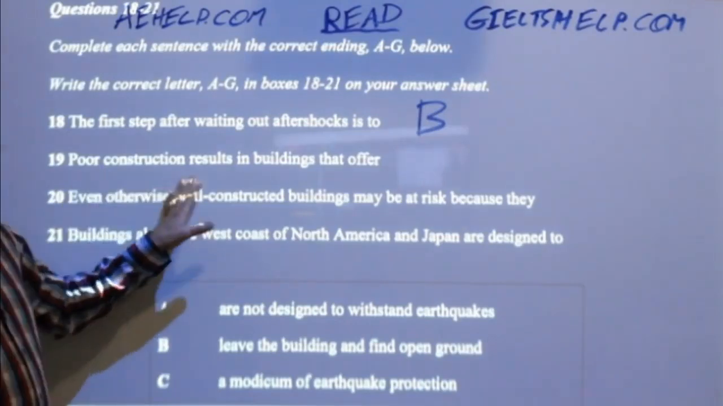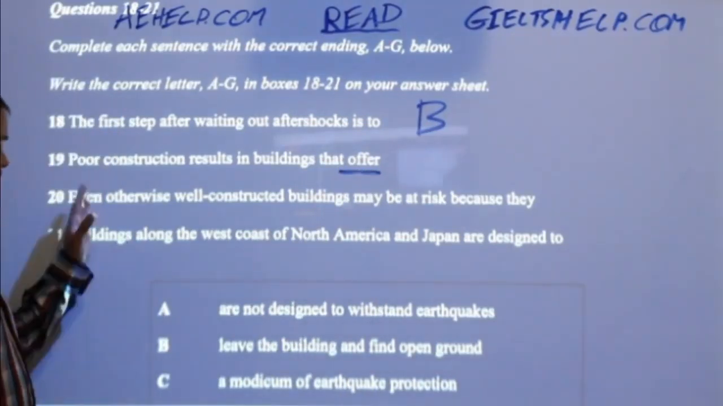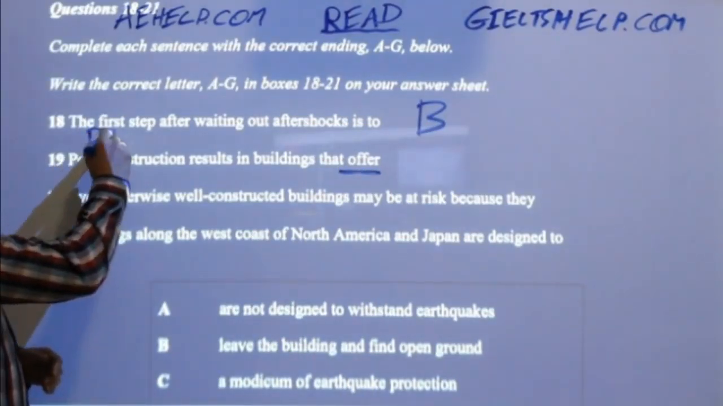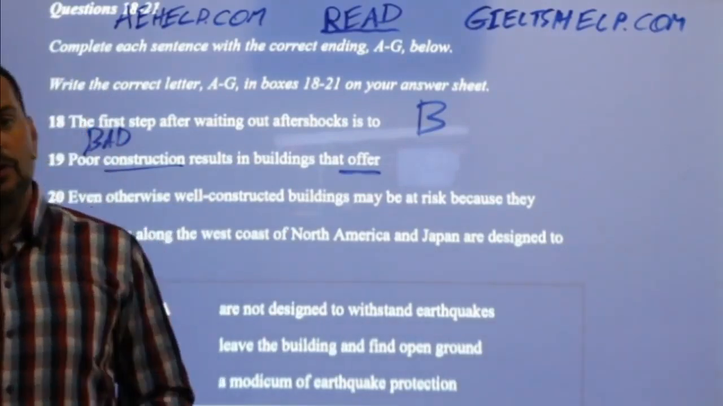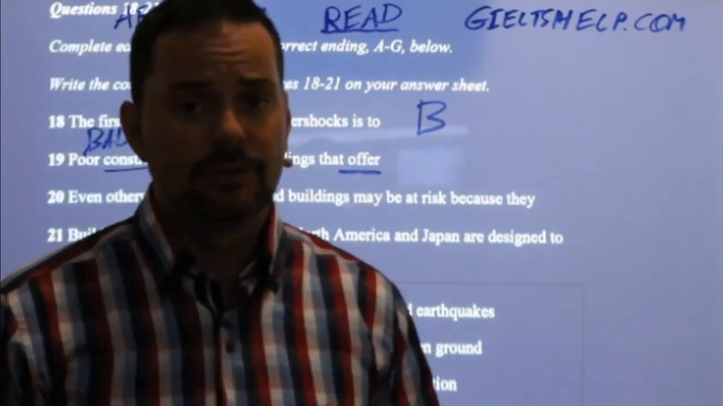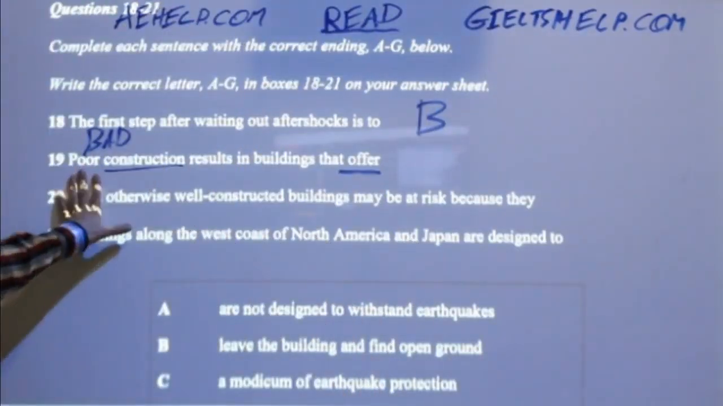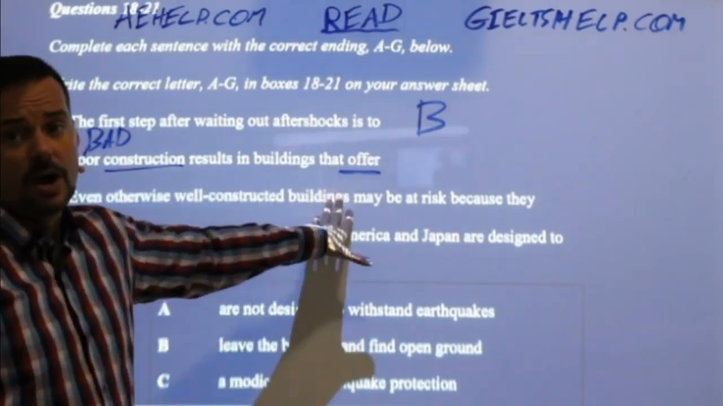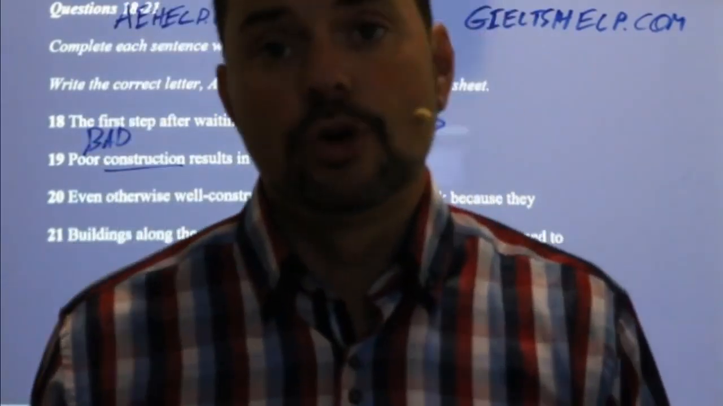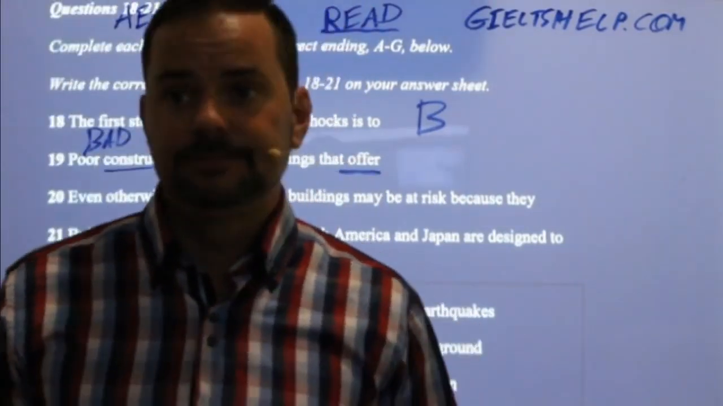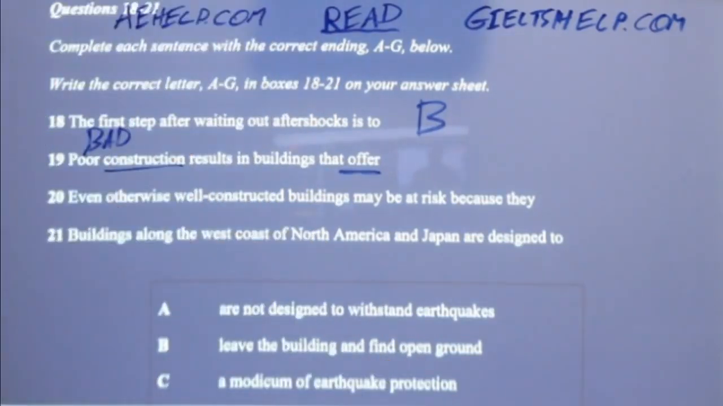Poor construction results in buildings that offer what? Offer means give. So in your own words, poor construction, poor means bad. So bad construction creates buildings that offer what? In your own words, how would you finish that sentence after you're reading this passage? Well, I would probably finish it by saying poor construction results in buildings that offer very little protection or no protection against an earthquake. Okay, so they give very little protection or almost no protection if an earthquake happens.